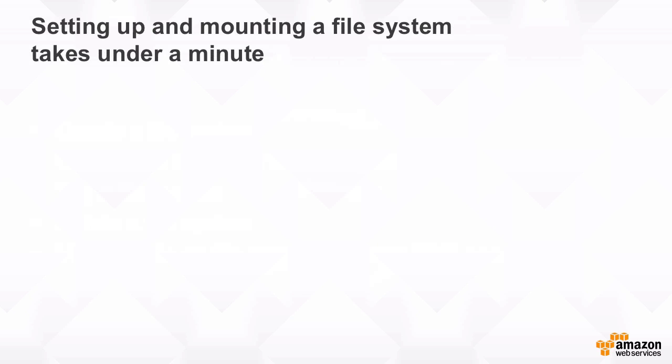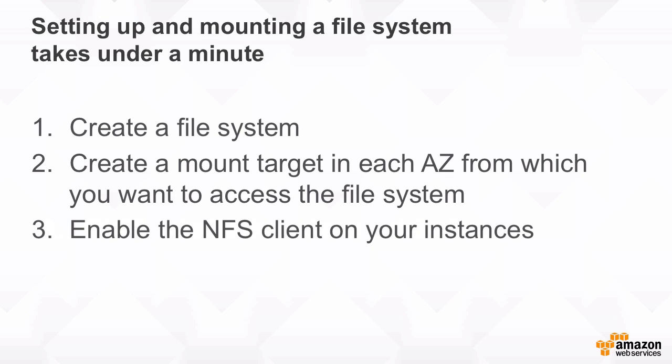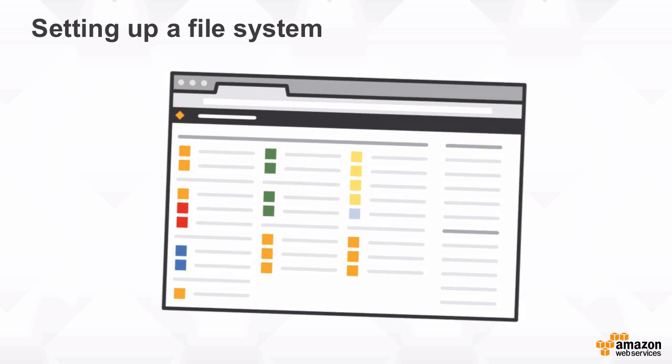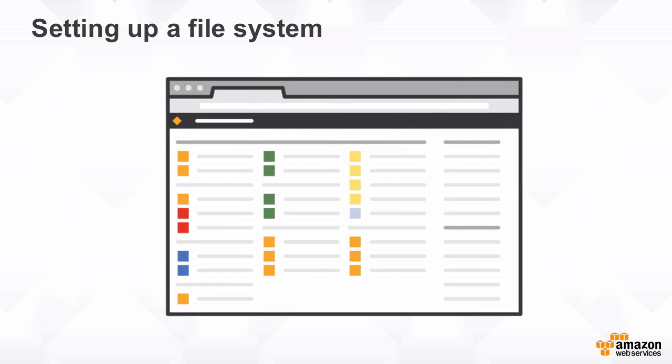To set up and mount a file system, it takes less than a minute. You have to create a file system. You have to create the mount target for each availability zone in which you want to access the file system from your VPC. You have to enable the NFS client in your instances, and then you have to run the mount command. Let's see something from the web console to make it even clearer.